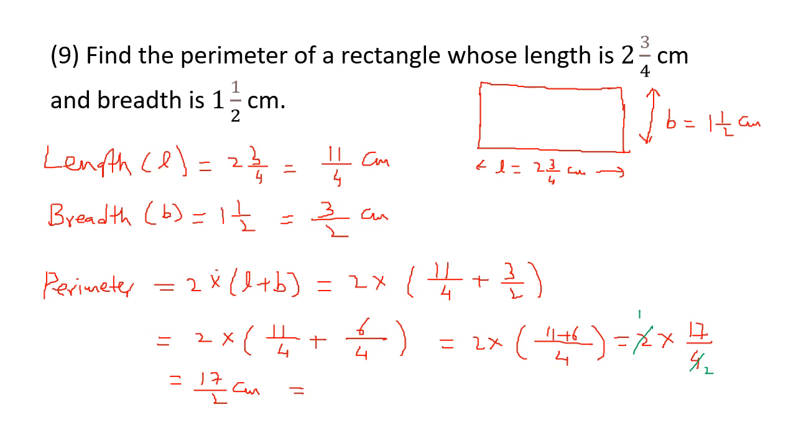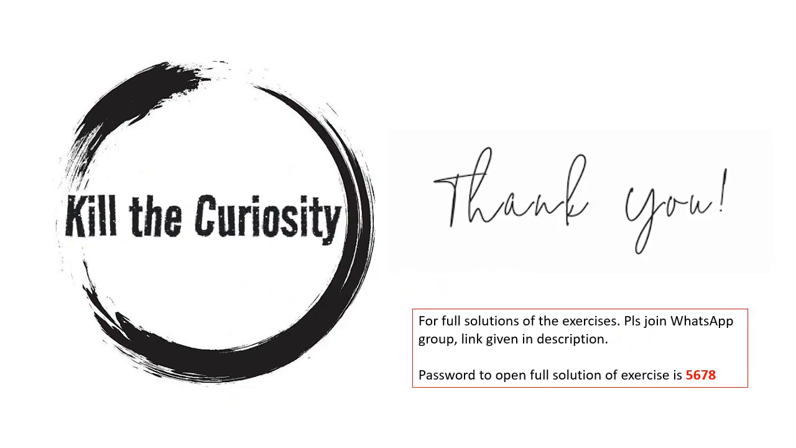I can make it a mixed fraction. So if I divide 17 by 2, it will go 8 times, just 16. So 8 whole, 1 remainder, and 2 the divisor. So 8 whole, 1 by 2. I can also say 8.5 centimeter. So don't forget to write the answer in words that the perimeter of the rectangle is 8.5 centimeter. Fine. So these were examples of addition and subtraction of fractions.